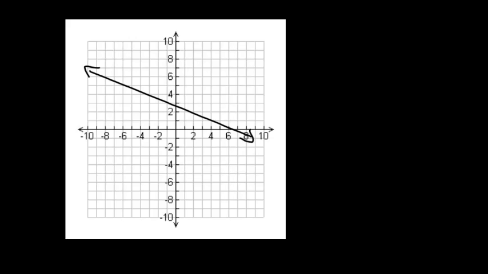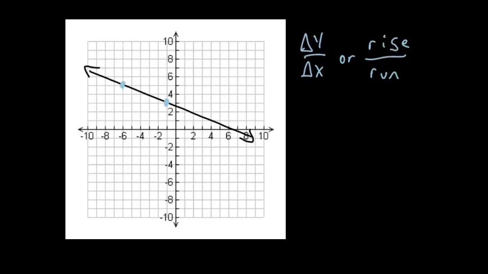Alright, so here's another line. And again, you start with finding 2 points. So there's a point. And there's a point. And so, again, it's going to be your change in y over your change in x, or your rise over your run. Alright, so it doesn't matter which way you go, you just have to go from one point to the next.